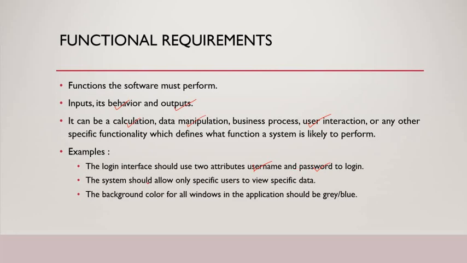Another example: suppose an application has two different kinds of users, say admin and a regular user, and we want to limit the data that the admin can see. Then the background color for all windows in the application should be gray or blue. So we are defining something here. So this is a kind of functional requirement.